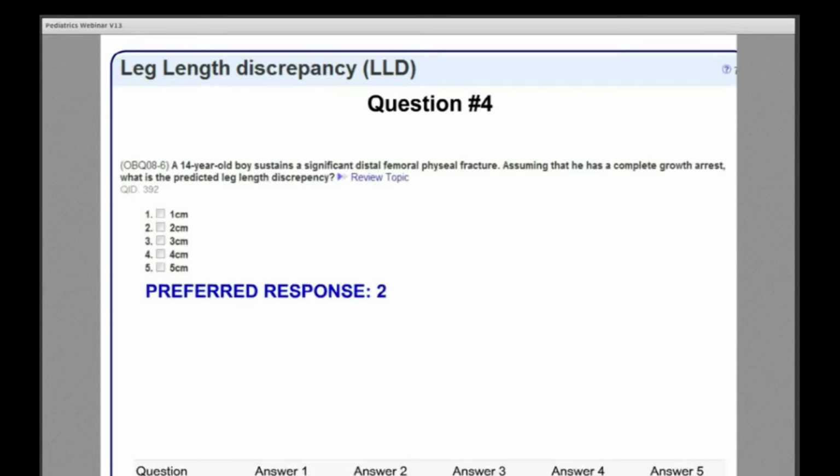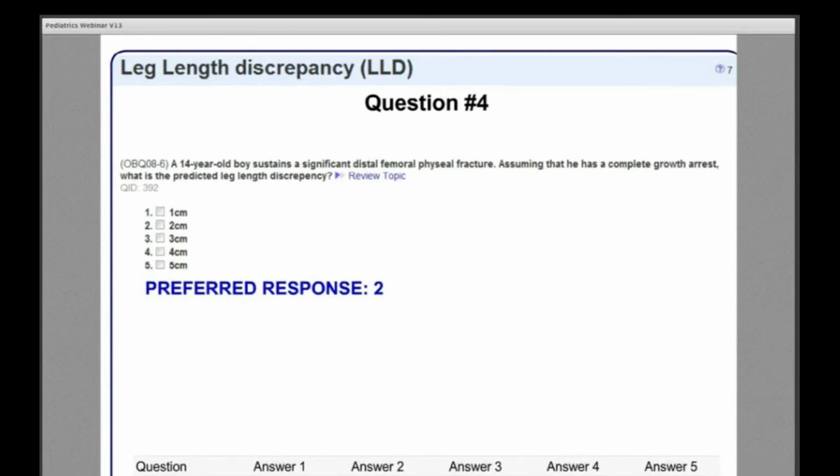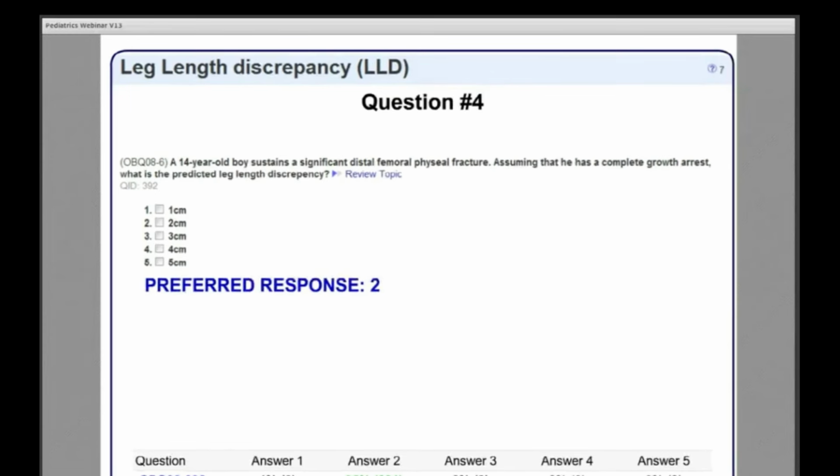So knowing that the distal femur physis grows 1 centimeter per year and that there are 2 years of growth remaining, you are able to select choice 2, and almost everyone got that answer correctly.